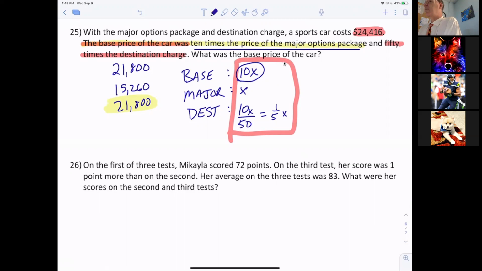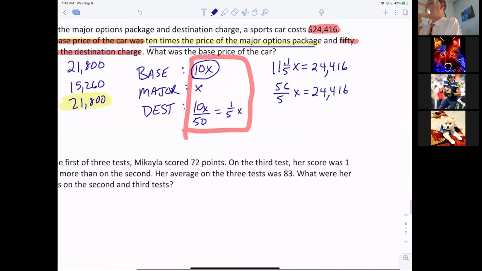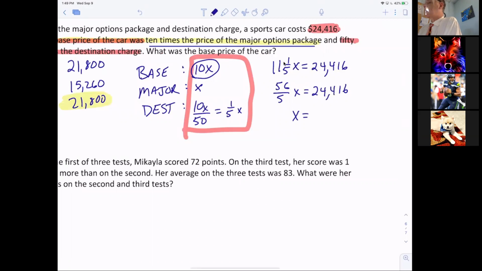11 and 1/5, but we really don't write 11 and 1/5. You're right, it's 11 and 1/5 x is equal to 24,416. I would prefer to just say that's 56/5 x is equal to 24416. Now, how do I undo that fraction? Multiply by the reciprocal. So x is equal to what?